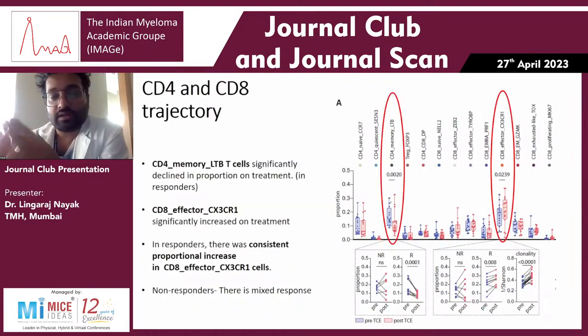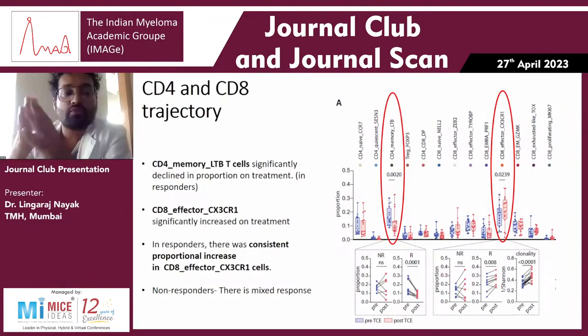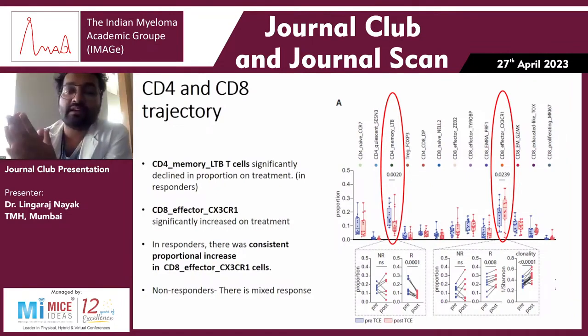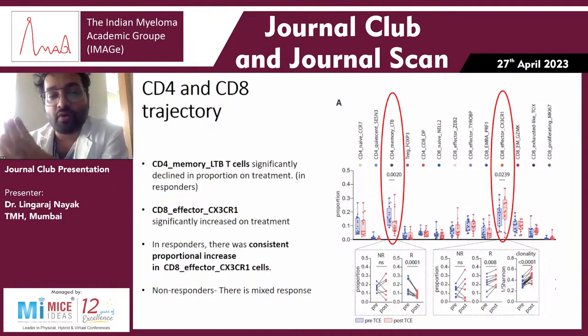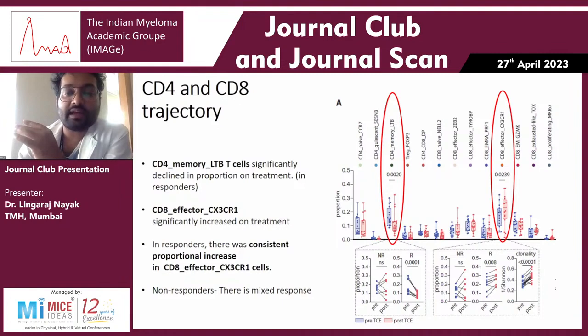Now you can see from this graph that they looked at the trajectory of CD4 and CD8 cells, and specifically the group of CD8 effector cells called the CX3CR1 group. What is the trajectory in patients who are responding to treatment versus those who are not responding? What they found is that the CD4 memory cells show a significant decline whenever there is a response. You can see here in the patients who are responding, there is a significant decline.